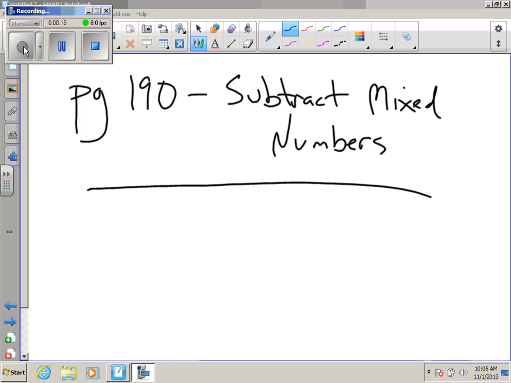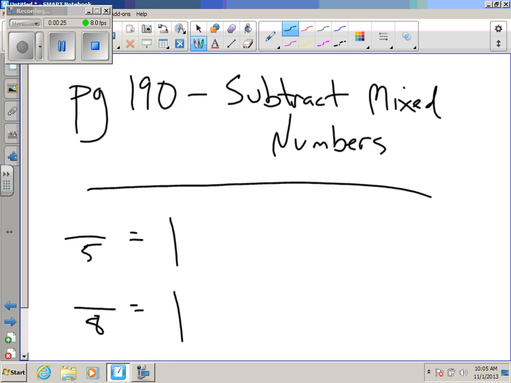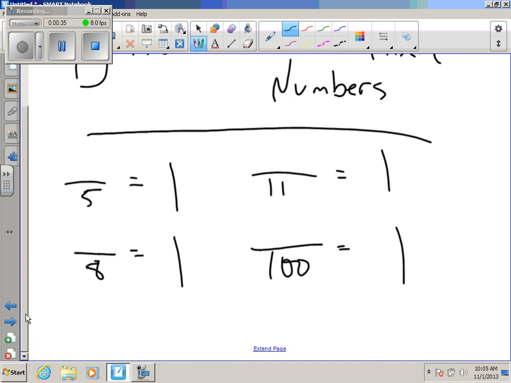Subtract mixed numbers. A couple of warm-up exercises. Fill in the blanks. How many fifths equal one whole? 5. How many eighths equal one whole?